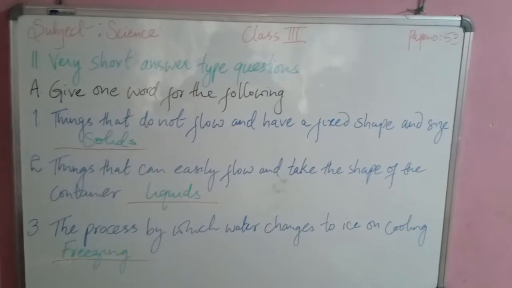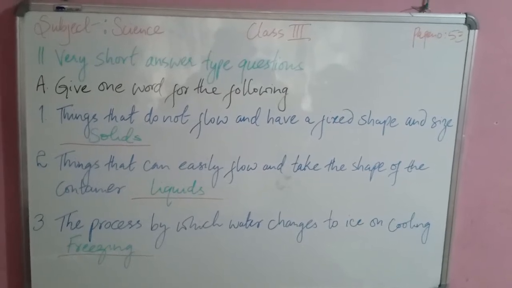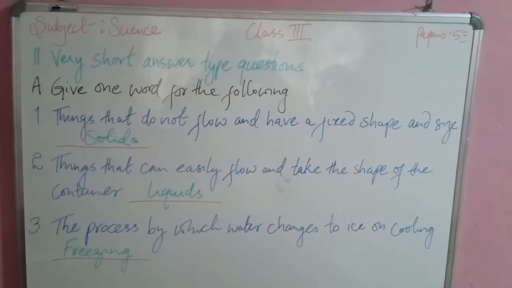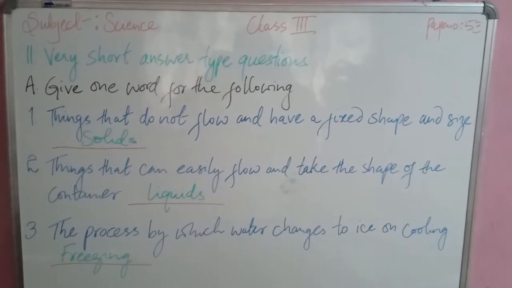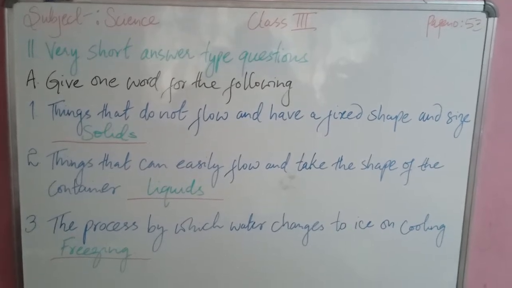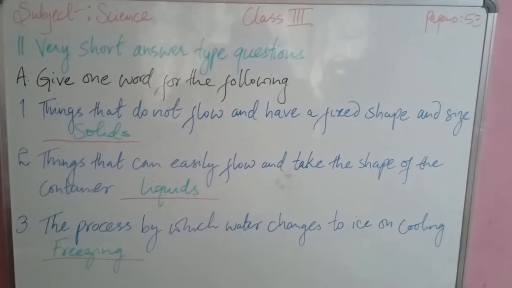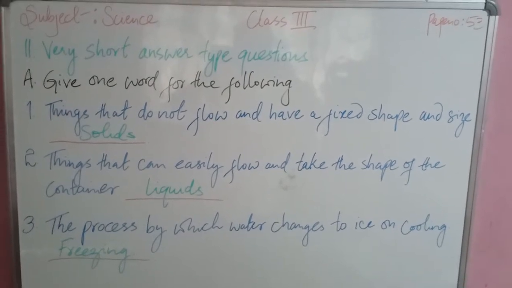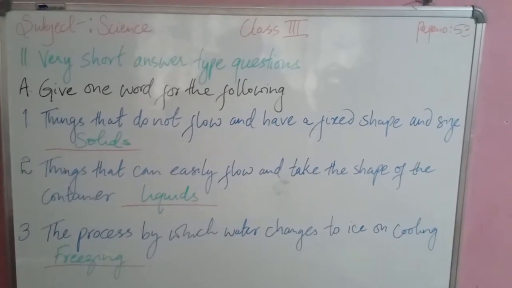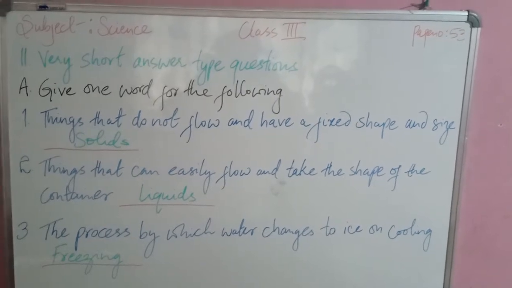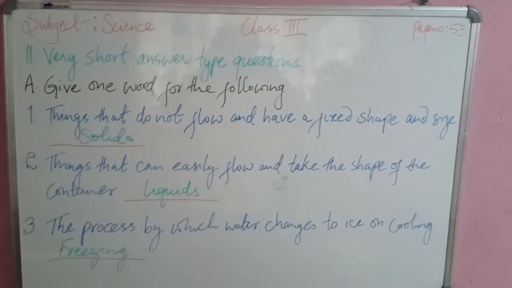Moving on. So the next question we have is very short answer type questions. Give one word for the following. Question number 1 is, things that do not flow and have a fixed shape and size, that is your solids. Okay. Then things that can easily flow and take the shape of the container, so obviously it is a liquid. Then the process by which water changes to ice on cooling is called freezing. Okay. Moving on with the next question.